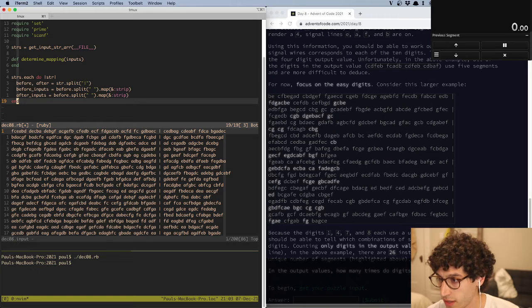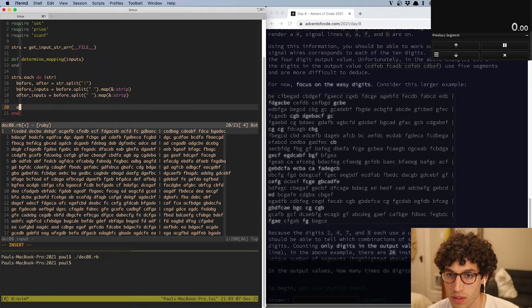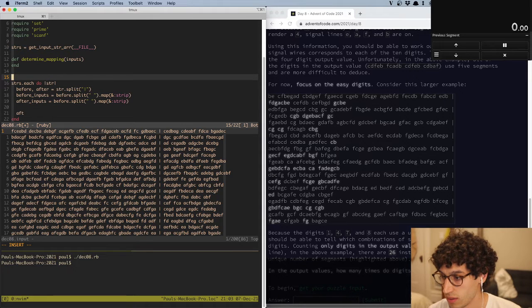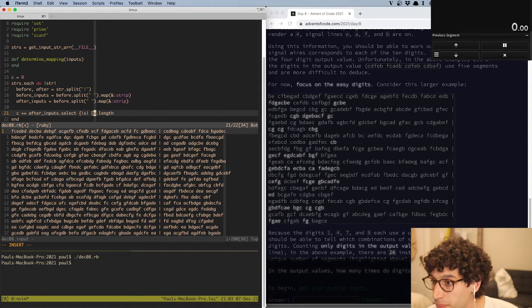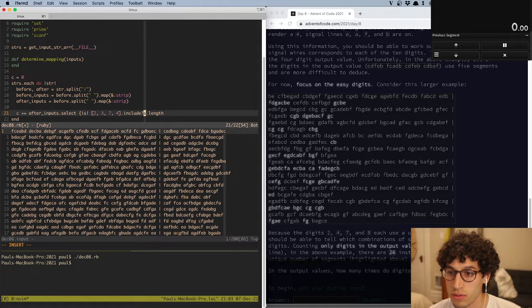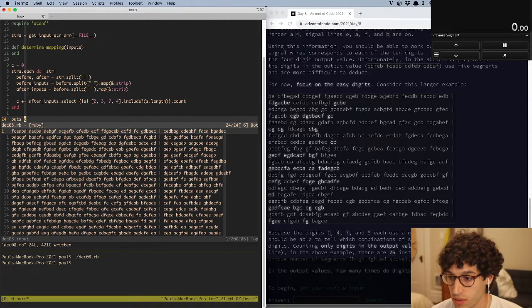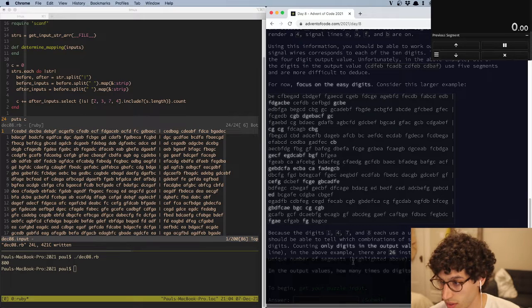In the output values, c equals 0. After inputs.select, s.length is 2, 3, 7, or 4, include. Count. Puts c.